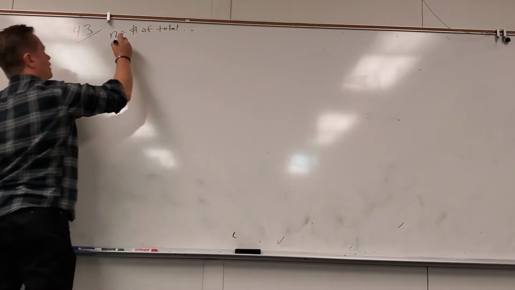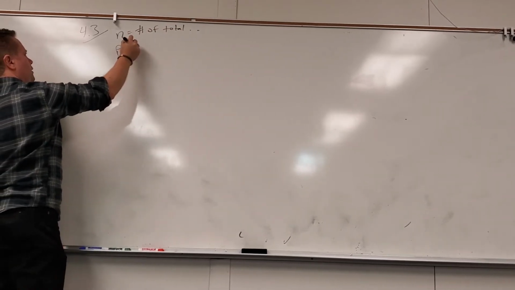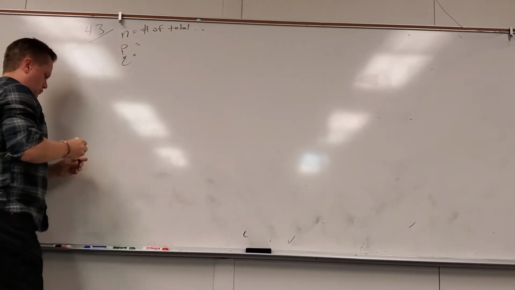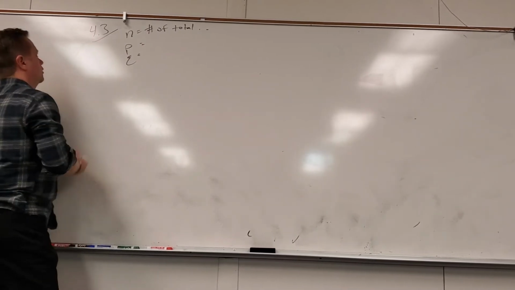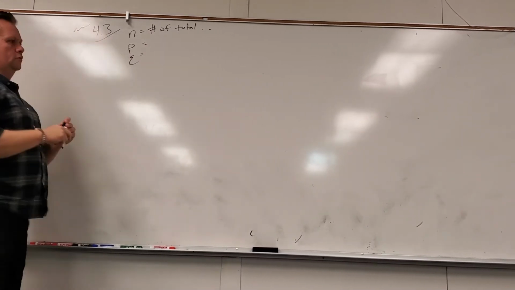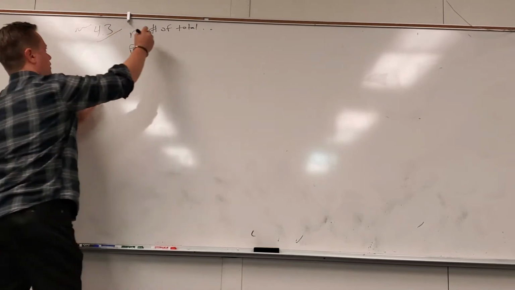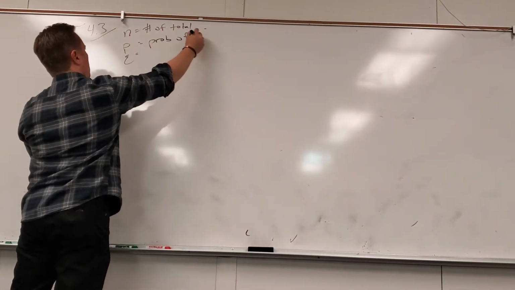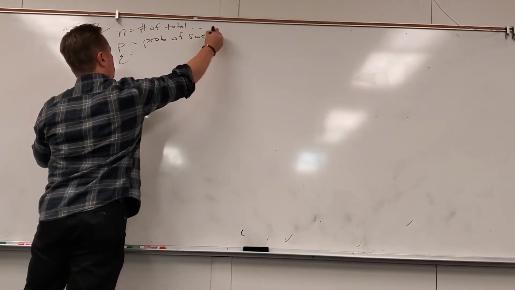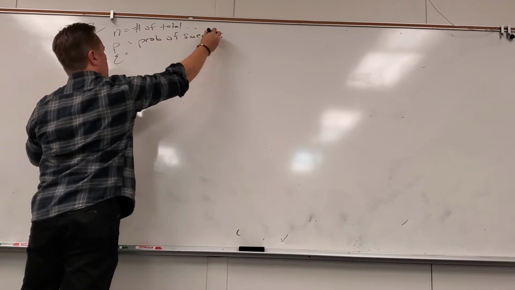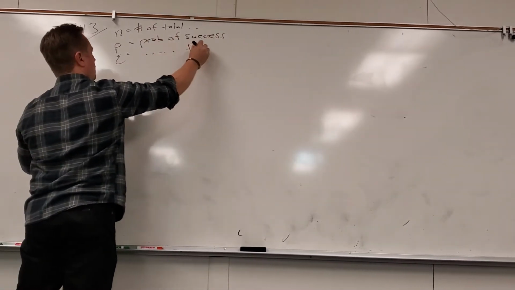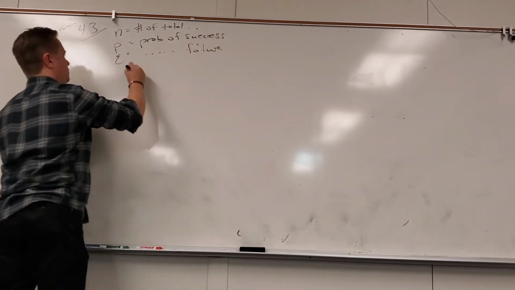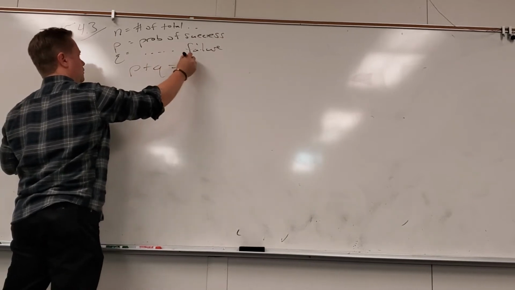Total. P and Q, what's P? Probability of success. Yes, probability of success. And Q would be the probability of failure. So what's P plus Q? 1.